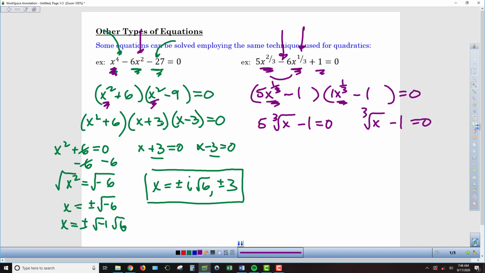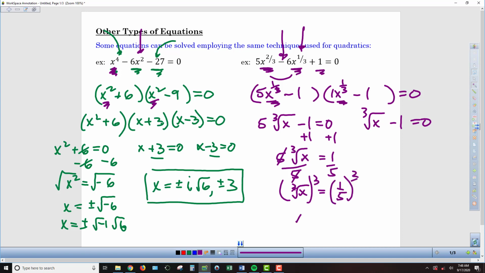And so now I just need to solve these two mini equations. So I'm going to add 1 to both sides here. So I've got 5 times the cube root of x equals 1. I'm then going to divide both sides by 5. I like to do everything I can to isolate that cube root or square root or whatever it is before squaring or cubing both sides. So now I've got the cube root of x equals 1/5. And so now, indeed, I just have to cube both sides. And so I get x equals 1/5 times 1/5 times 1/5. I'm going to get 1 over 125.